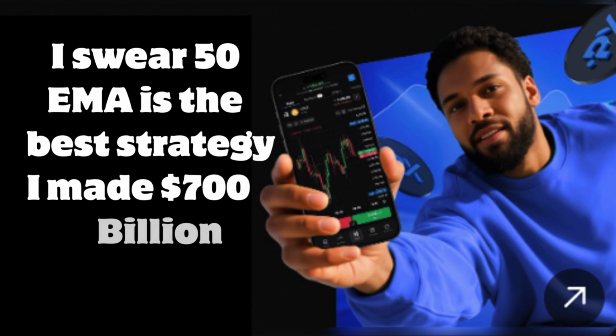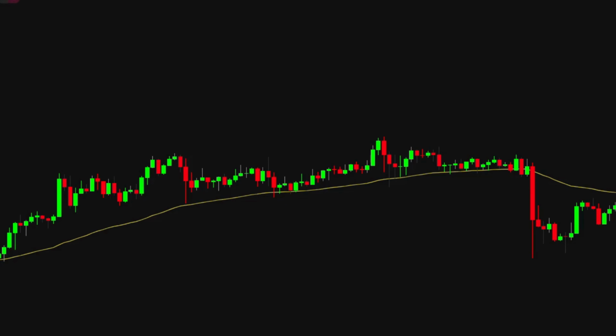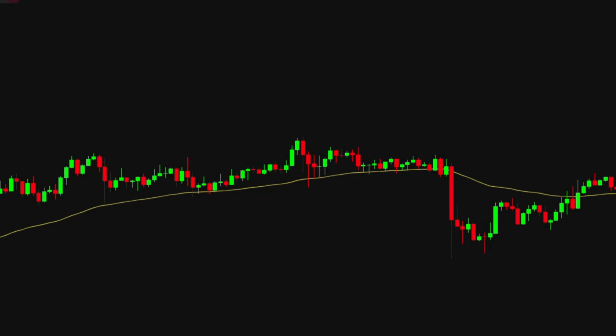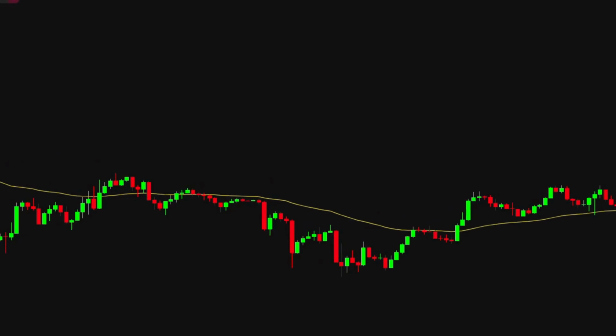Pro traders swear by the 50 EMA. You'll find it on almost every professional chart across Forex, crypto, and stocks, acting like an invisible guide that price keeps coming back to. Many traders treat it as dynamic support, a level where trends pause, reset, and continue. But here's the real question.